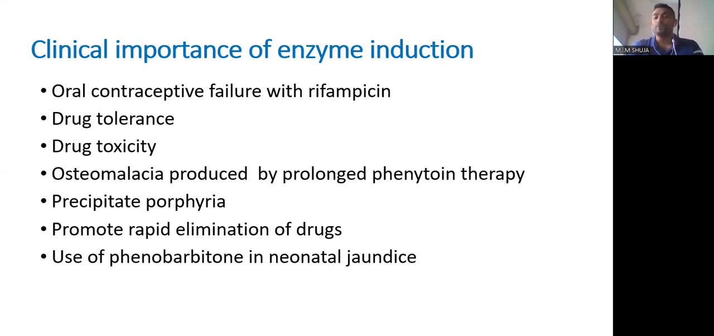That is a good thing for the body. This practice was used a long time ago, but nowadays it is not commonly used. So these are a few clinical importances related to enzyme induction that they may ask. I have explained three. You have to find and know the explanation for the rest of the things.